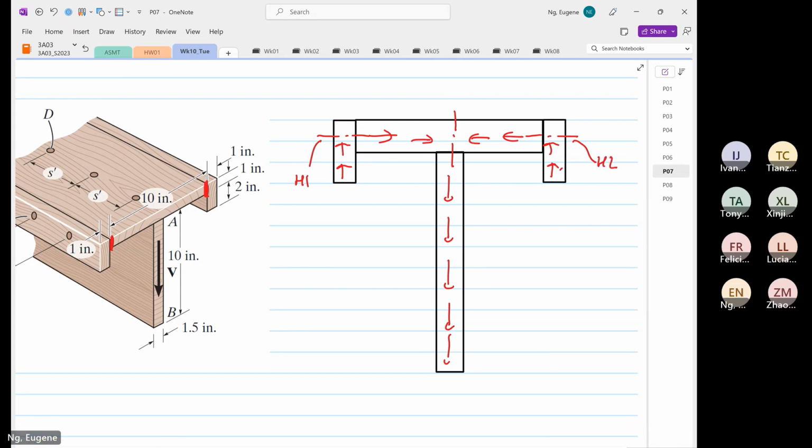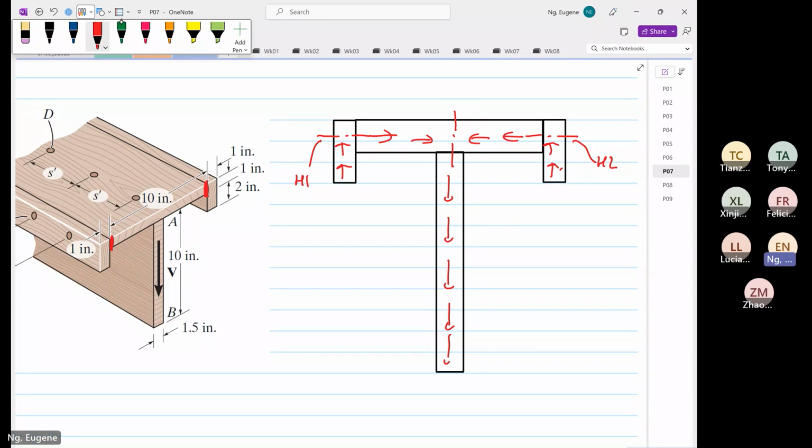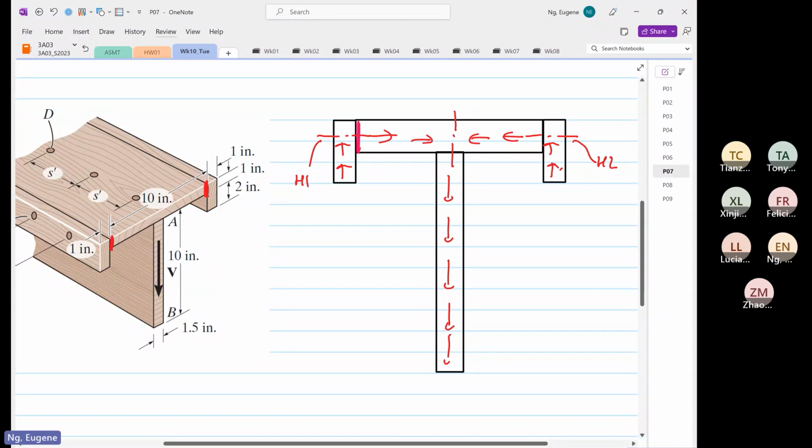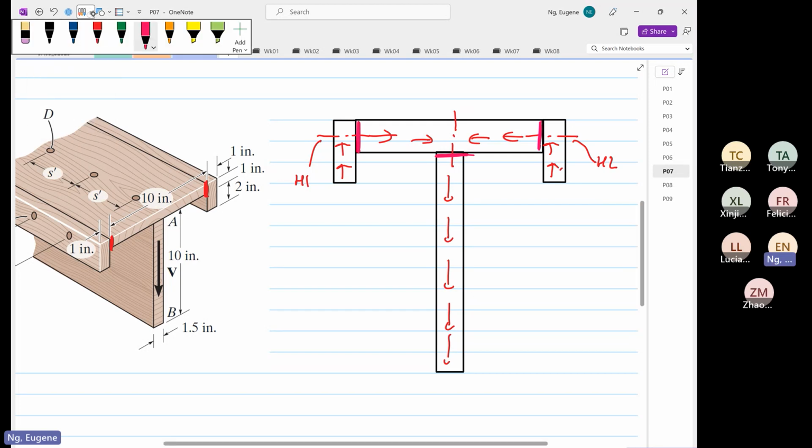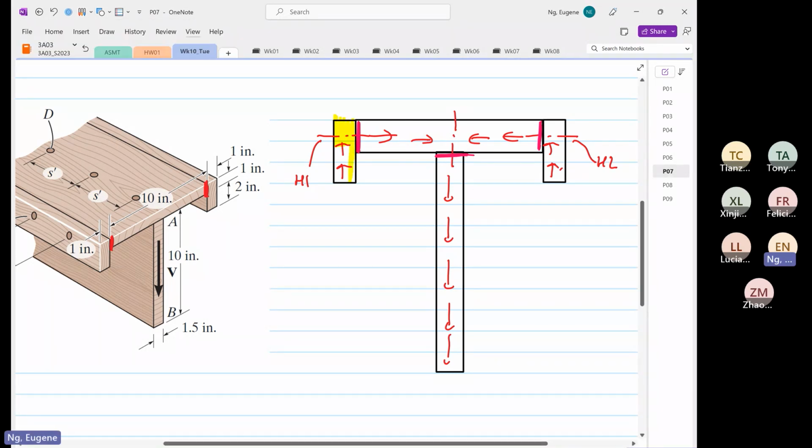So we know that failure will occur here, here, here, and here. To find H1, or the failure at nail 1, we only need to consider this force over here, or this first moment of area. Why? Because the left nail and the right nail are independent. So you only need to take one area.